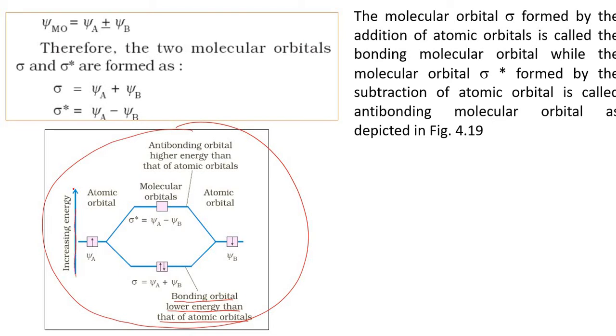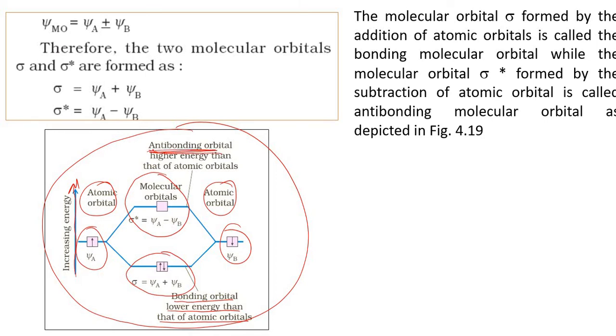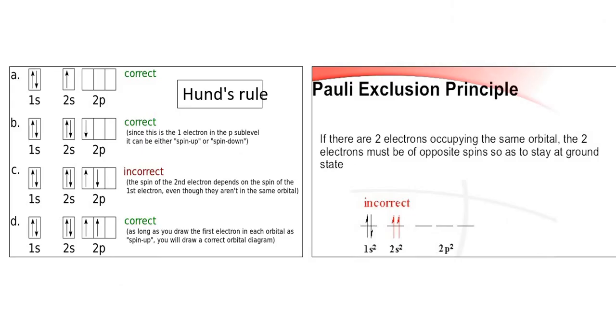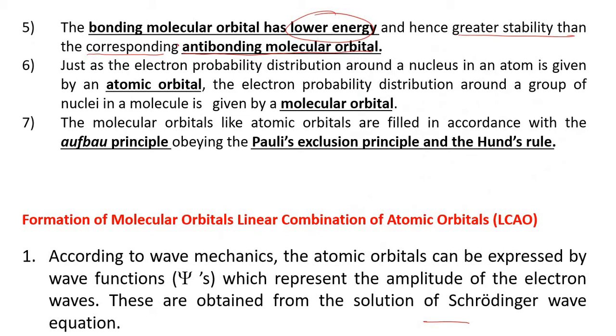Here you can see the increasing energy, and here there is an atomic orbital, and here also there is an atomic orbital. So two atomic orbitals are overlapping. This is called a bonding molecular orbital, and this is called an anti-bonding molecular orbital. Anti-bonding molecular orbitals are present up, in the sense they have higher energy, and the bonding orbitals have lower energy. I hope you understood, students. The bonding molecular orbital has lower energy and hence greater stability than the corresponding anti-bonding molecular orbital.